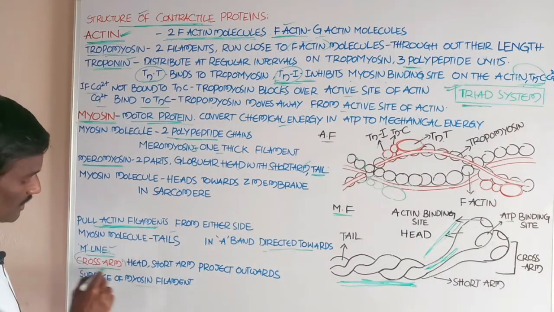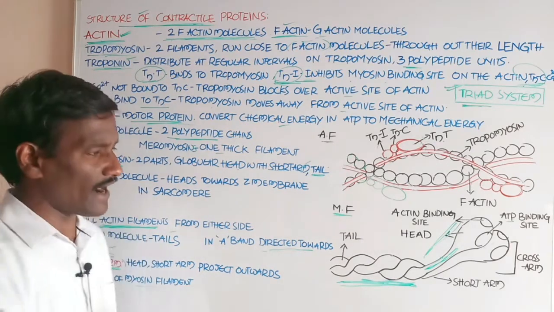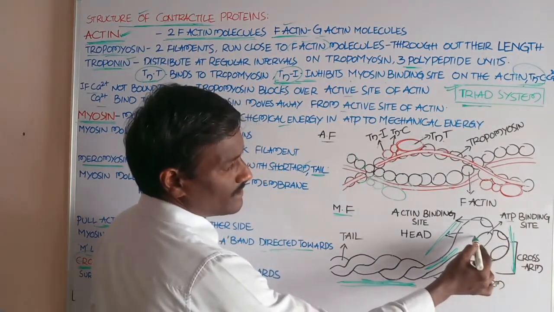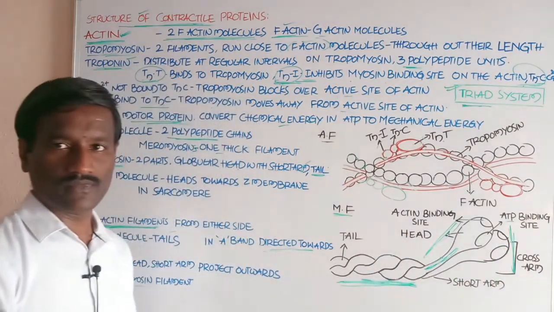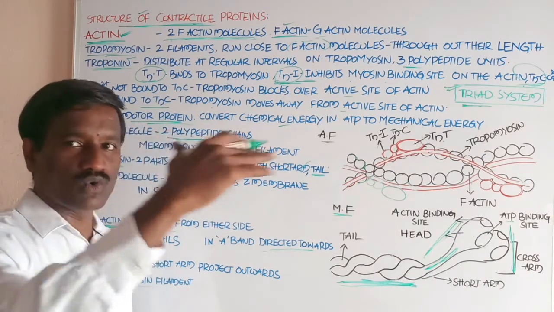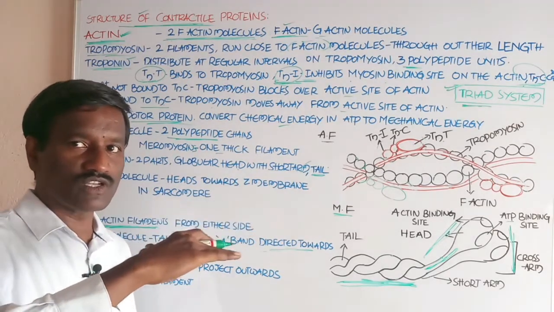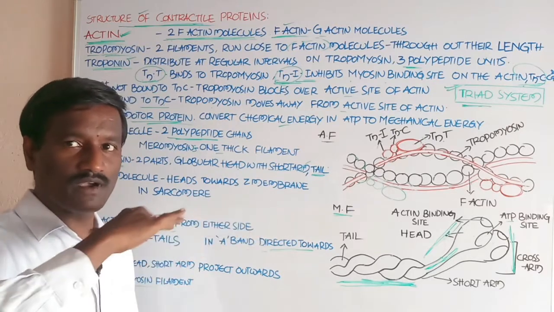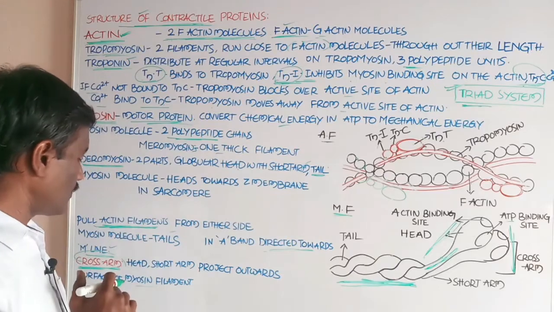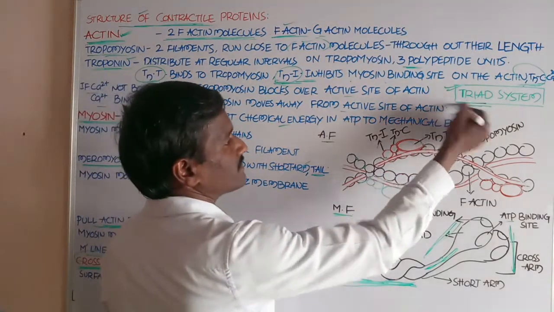Next, what about the cross arm? Cross arm means head and the short arm. These two parts are projected outwards from the surface of the myosin molecule, myosin filament or thick filament, and that is called the cross arm.